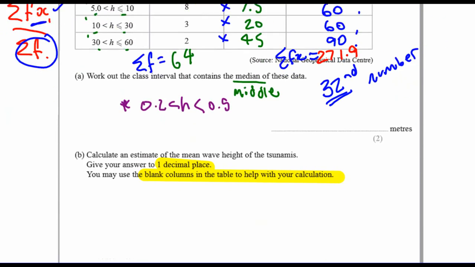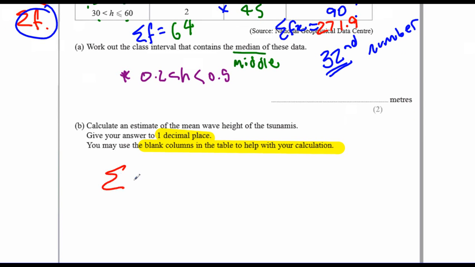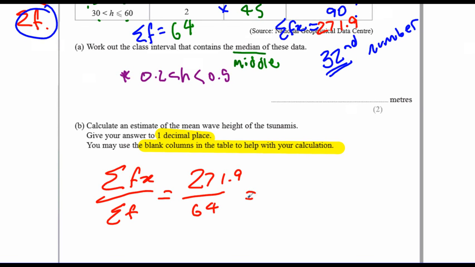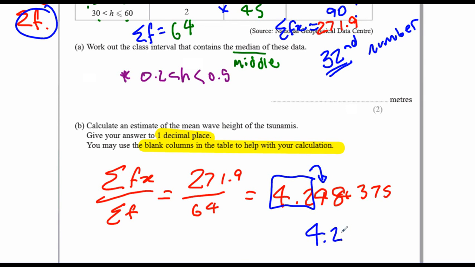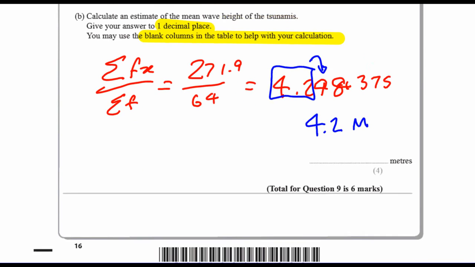So we're going to write down, show our examiner we know what we're doing, the sum of f times x over the sum of f, and it's going to be 271.9 over 64, and we're going to give it to one decimal place, so do this on your calculator, and you get 4.24843375. We want to give our answer to one decimal place, so we want to round. Look next door, it's 4, so your answer is going to be 4.2, and if you want to give your units, it's going to be meters. Okay, so that is part B done.